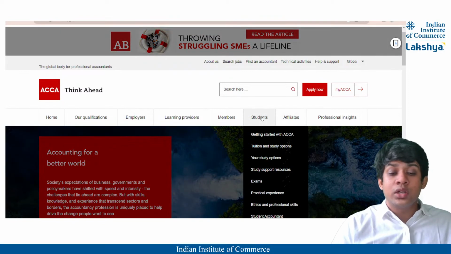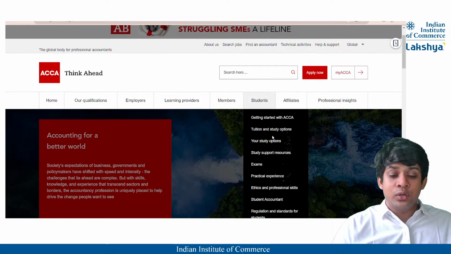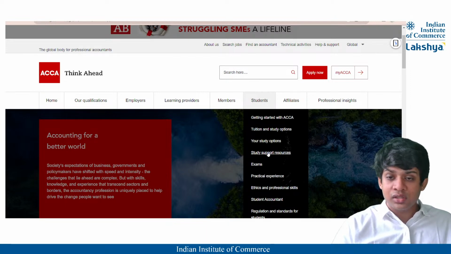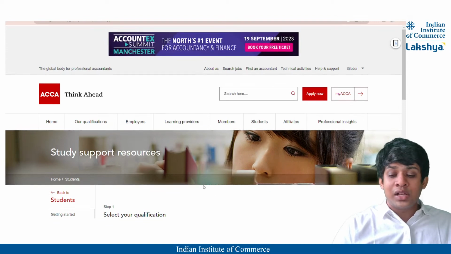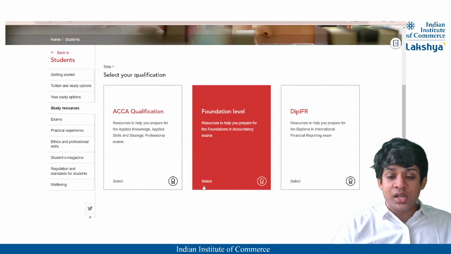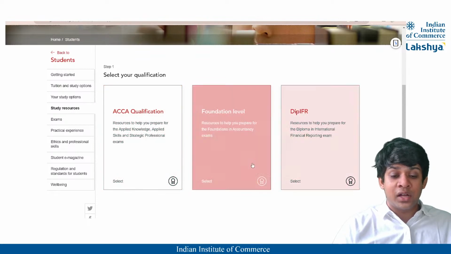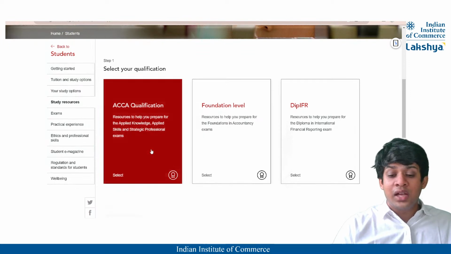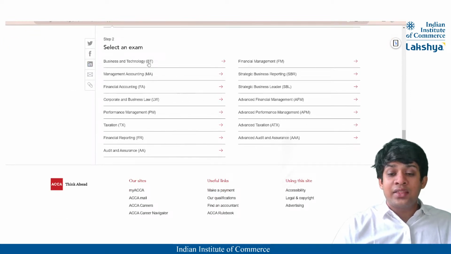You just click on Students. In the students section, you will get study support resources. You will click on study support resources. As soon as you get into study support resources, you have to see ACCA qualification, foundation level or diploma IFRS. We are going to click on ACCA qualification, right? Because we are getting qualified for ACCA, and then we will get the summary of all the subjects that are there for our ACCA qualification.